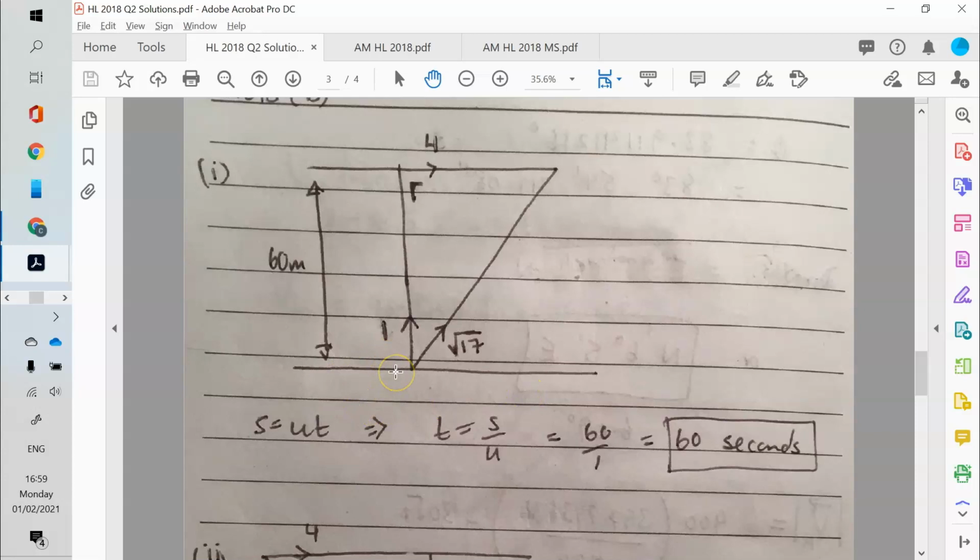So if we consider that her relative velocity is going across the bank here, which is 60 meters at 1 meter per second, that means it's going to take her 60 seconds.